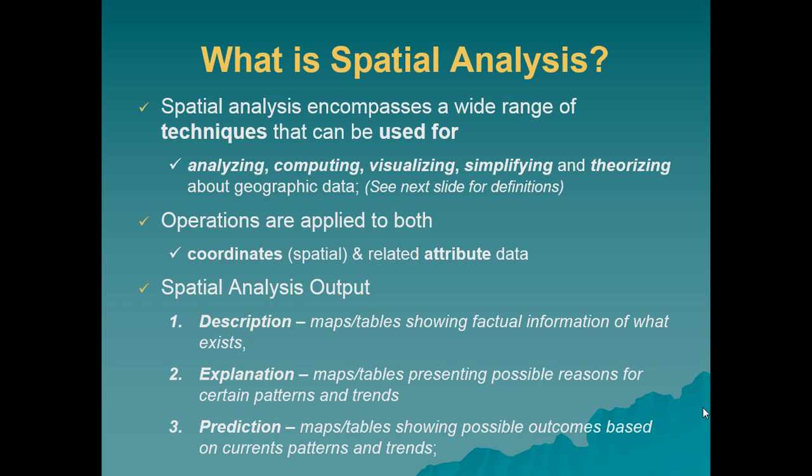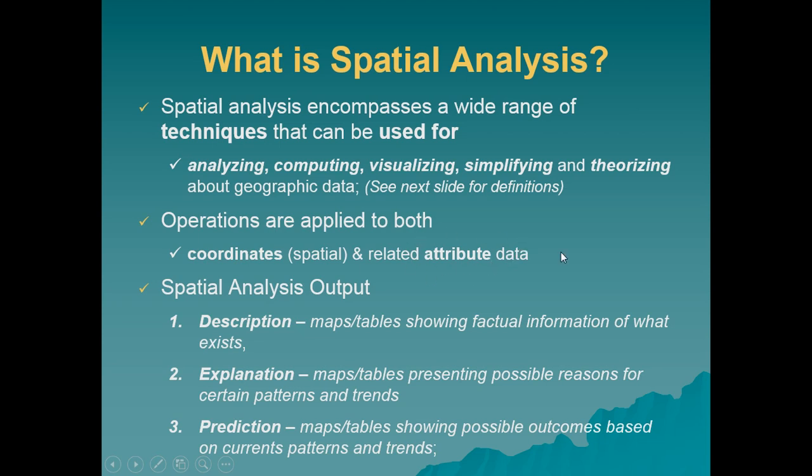So what kinds of broad operations, or broad categories of operations, can be carried out when we're doing spatial analysis? What I want to point out to you here is that spatial analysis can take place in one of two forms. It may be on the coordinates, or in other words the features on the map. So that's the spatial aspect of it, right? Analysis on the map. Analysis operations can also be carried out on the attribute data.